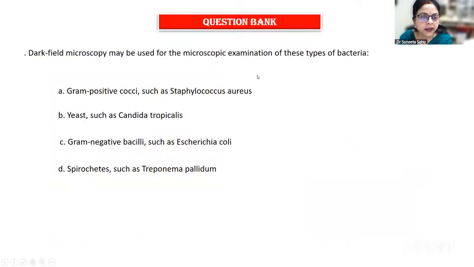Now, I have one question here. Dark field microscopy may be used for the microscopic examination of these types of bacteria: gram-positive cocci Staph aureus, yeast Candida tropicalis, gram-negative Escherichia coli, spirochetes, which I have already discussed. So it is an easy question. Students can write their answers in the chat box.